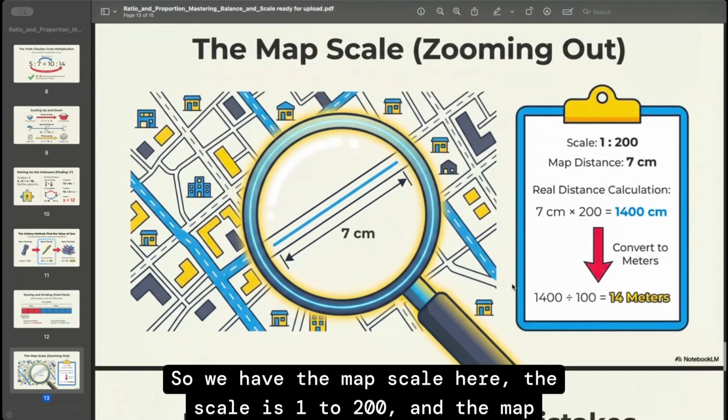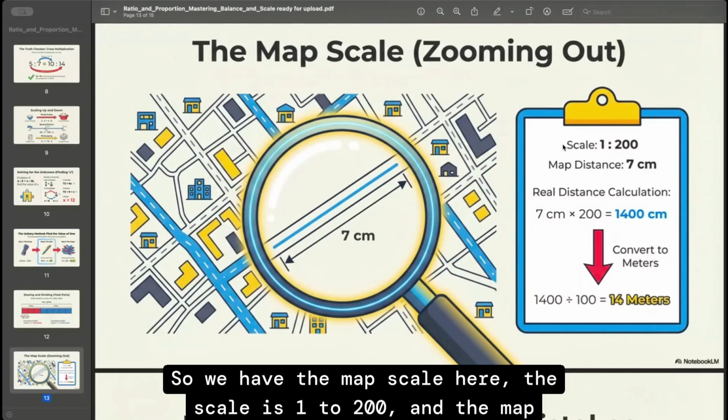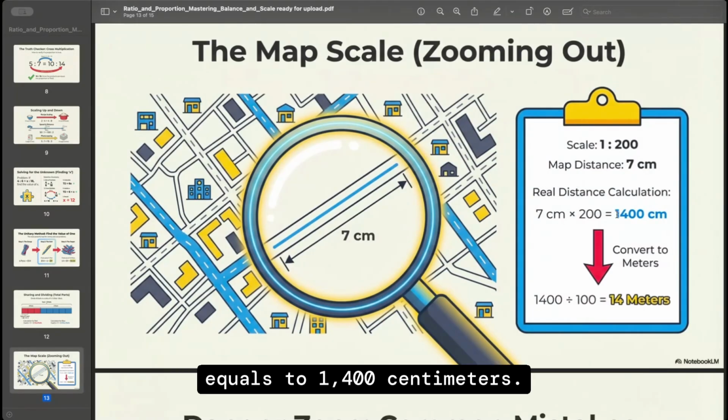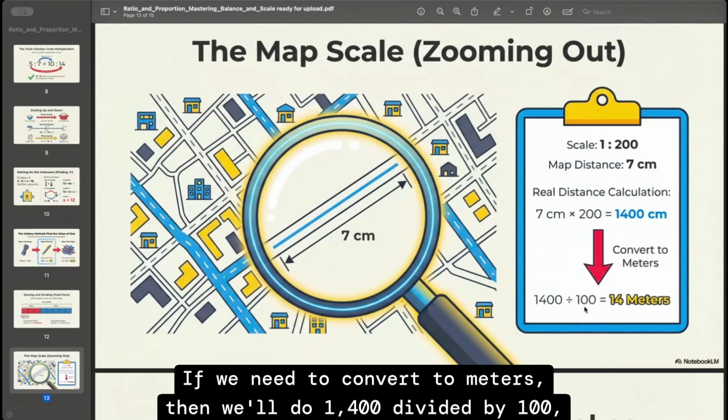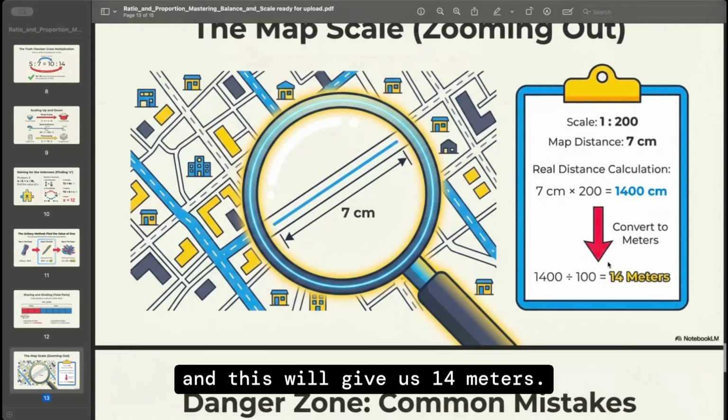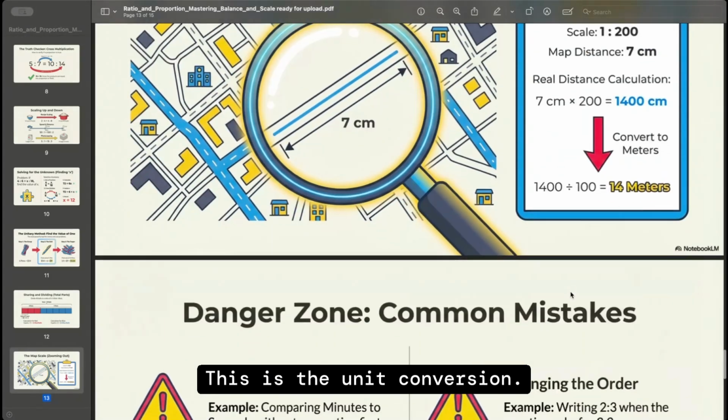So we have the map scale here, and this is scale. The scale is 1 to 200, and the map distance is 7 centimeters. So the real distance calculation would be 7 centimeters times 200 equals 1400 centimeters. If we need to convert to meters, then we'll do 1400 divided by 100, and this will give us 14 meters. This is the unit conversion.